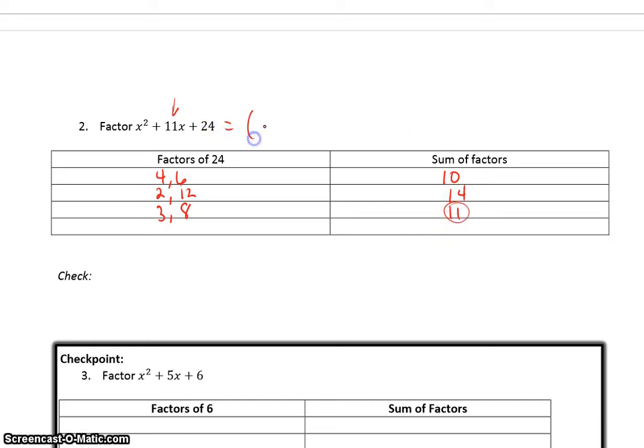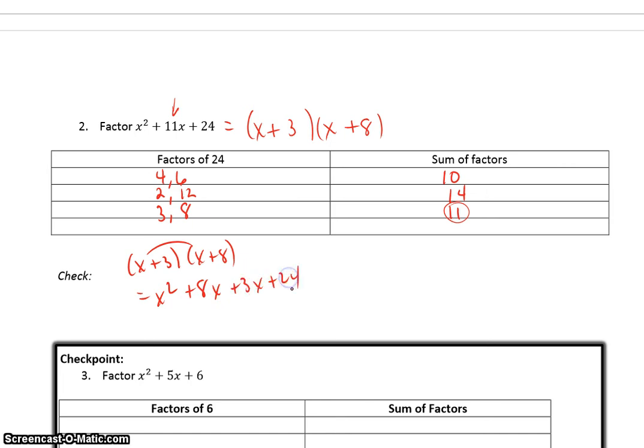So we want our parentheses to say x times x would give us x squared, plus 3 and plus 8. And let's just double check that one time. We'd get x squared plus 8x plus 3x plus 24. Add the middle terms, and we get 11x in the middle. So we know we did it correctly. But your final answer is what is in those parentheses.